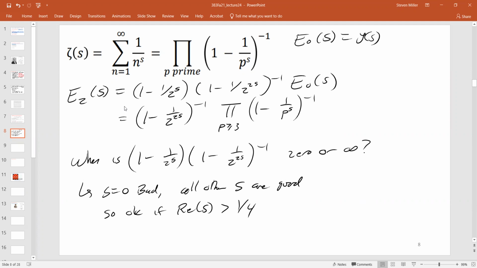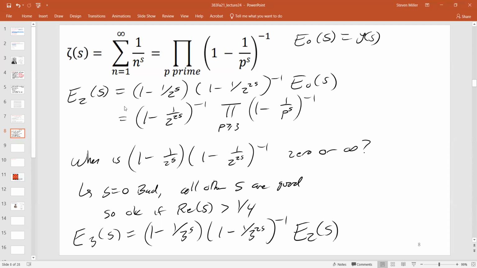All right. What is shampoo mathematics? Lather, rinse, repeat. So what should we look at after E2? E3. So E3 of s will be 1 minus 1 over 3 to the s, times 1 minus 1 over 3 to the 2s inverse, times E2 of s. Right? And all that's going to do is change the first two primes. And then everything else is going to be the same. Will this introduce any new zeros or poles?